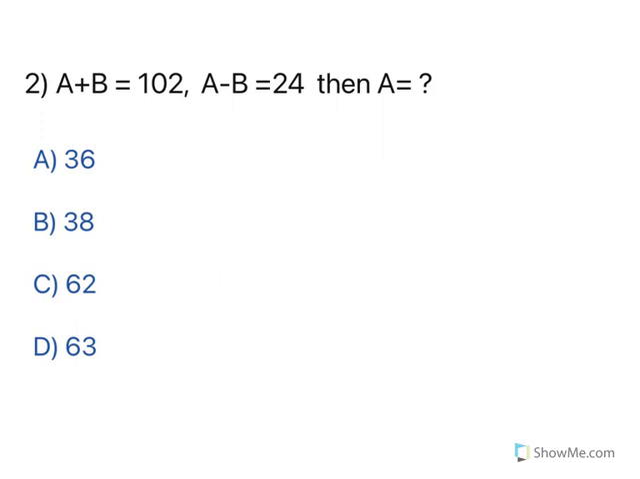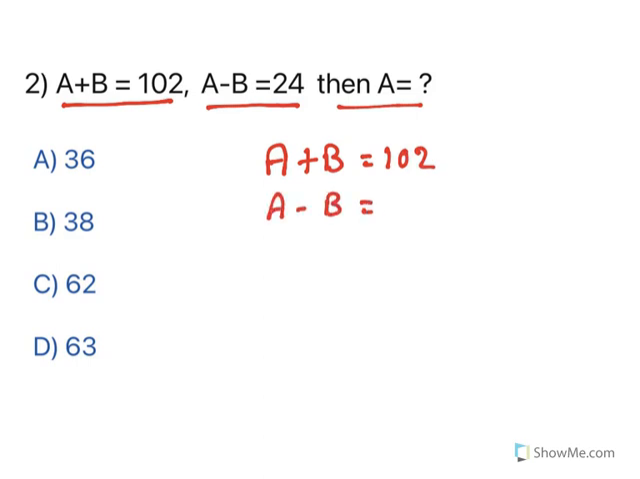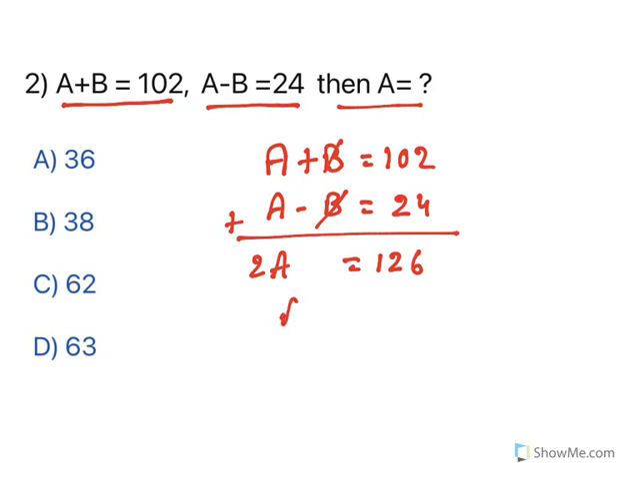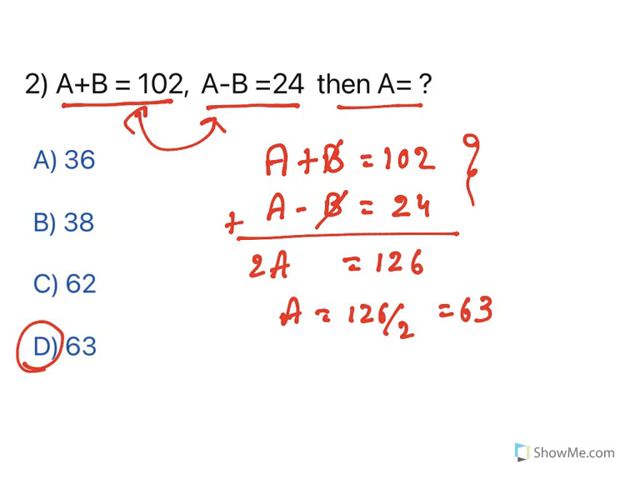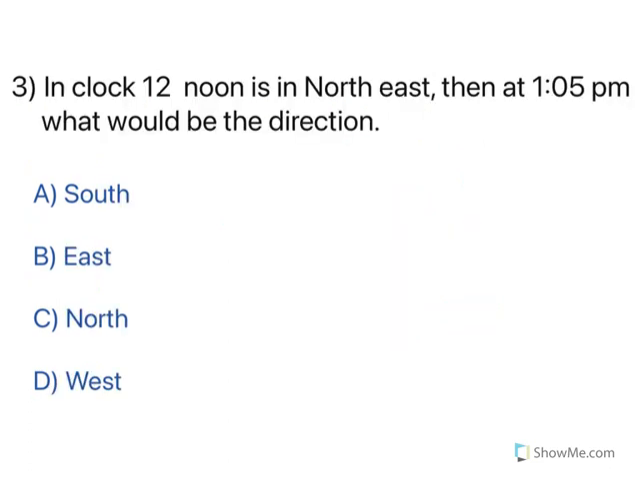Now again, a similar kind of thing. A plus B is 102, A minus B is 24, then what is A? It's a bit simpler one. Now look at this: A plus B is 102, whereas A minus B is 24. Now when you sum both of them, what happens? This becomes 2A, B minus B cancels, and you get 126. Then what would be A? A is 126 divided by 2, which is nothing but 63. This is the answer. Simple. By solving the equations, you will get everything. These are simple kinds of questions. Moving to the next one.